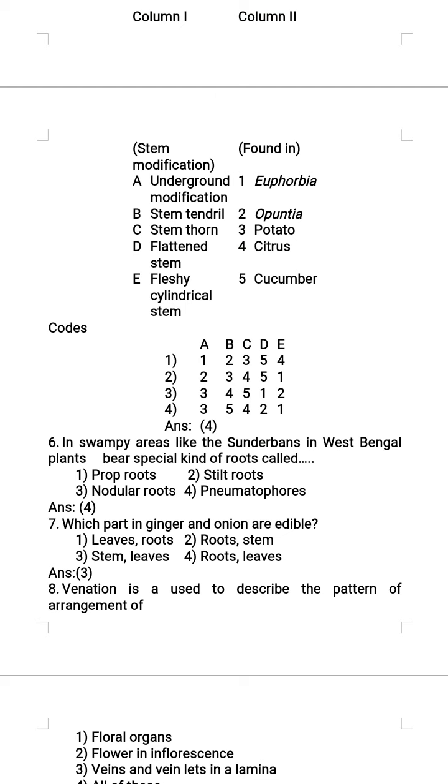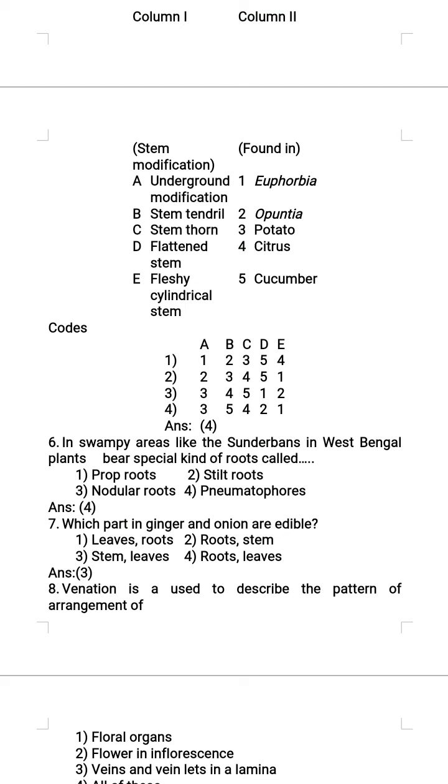Next, C, stem thorn. Stem thorns can be seen in plants like citrus, where the axillary buds are modified into thorns, hard and woody, which have a pointed end. Okay, C is matching with 4, citrus. Next, flattened stem, D. So the flattened stem, just now we had a discussion, it is nothing but Opuntia.